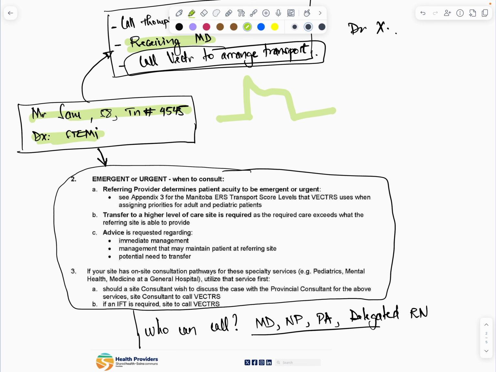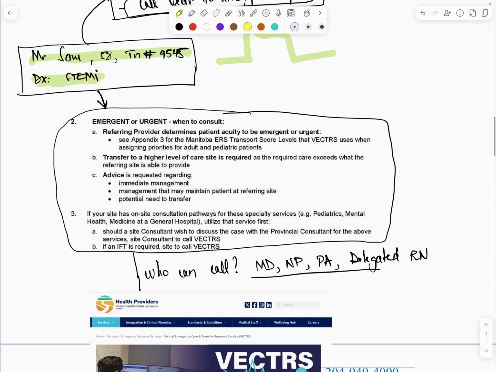Okay, so we consult right away Vector, right? Because this is going to be an emergent or an urgent consultation. Who can make this consultation? RNs are delegated providers, and they can call directly Vector to provide this information. So the point of calling Vector here is we have identified this is a STEMI. We do not have a cath lab in the community, and the needs of this client exceed what we are able to provide in the community.